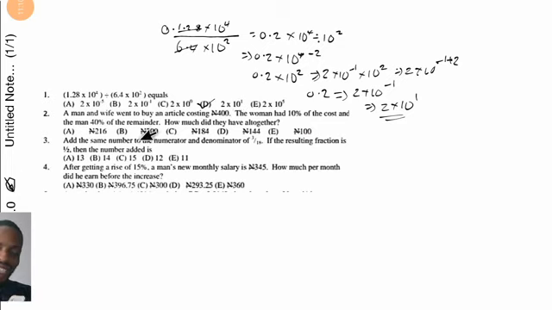So the next question, that is question 2. A man and his wife went to buy an article costing 400 naira. The woman had 10% of the cost, and the man asked for 40% of the remainder. How much did they have altogether? So I want to find the amount they have altogether.